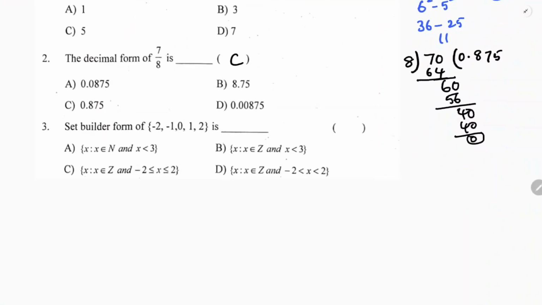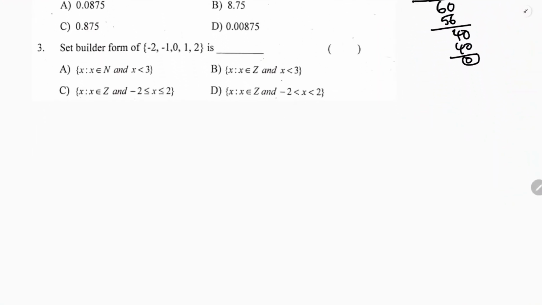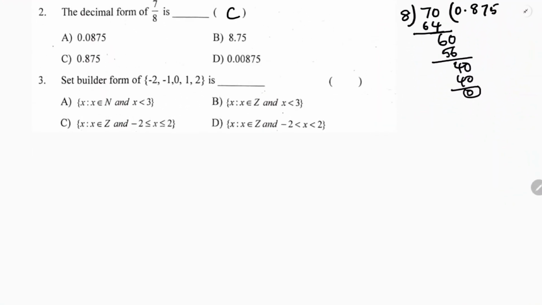Next one, set builder form. Third question, set builder form of -2, -1, 0, 1, 2. See, these are not natural numbers, so that's not the answer, because they are integers from -2 to +2. The second one is also wrong because integers less than 3 means 2, 1, 0, -1, -2, -3, -4, and so on, infinite.